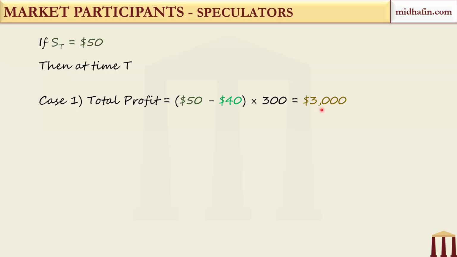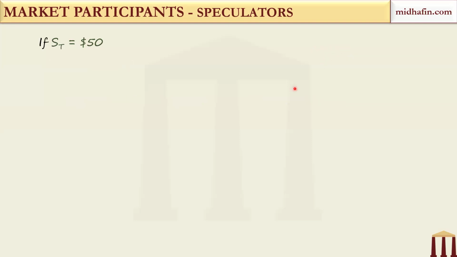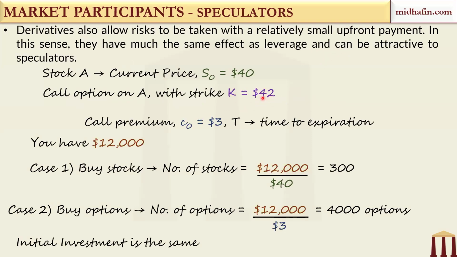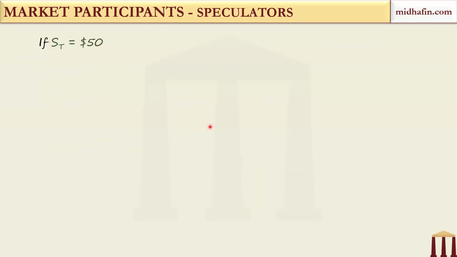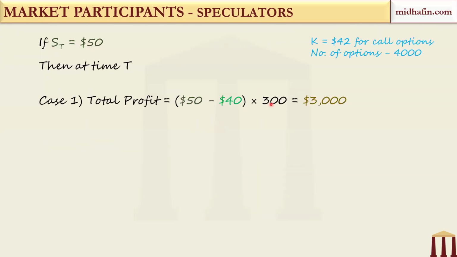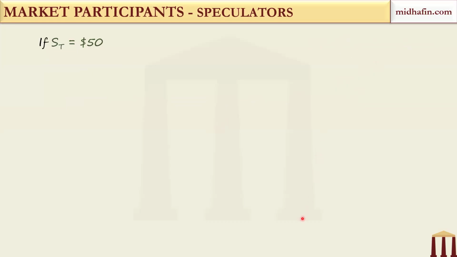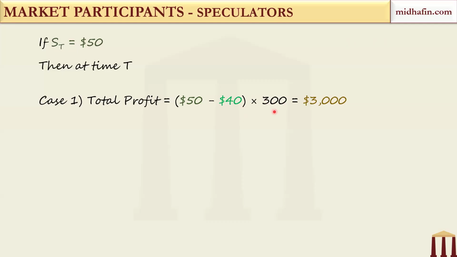Yes. Okay, so just for recollection, I'll replicate K is equal to 42 because this was the idea. K was equal to $42. Okay, and C naught was equal to $3. And the number of options that we got was 4,000 options. So I'm just writing these numbers over here once again because you'll use them in your calculations. So K was 42 and the number of options is 4,000.